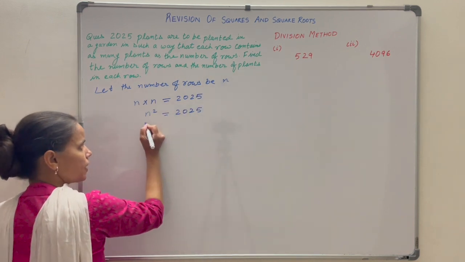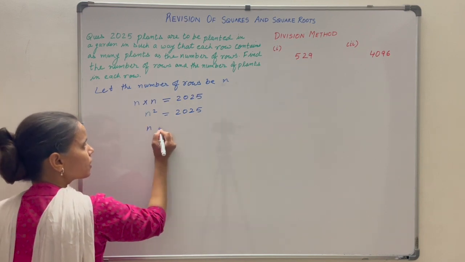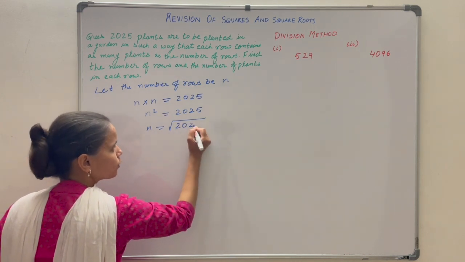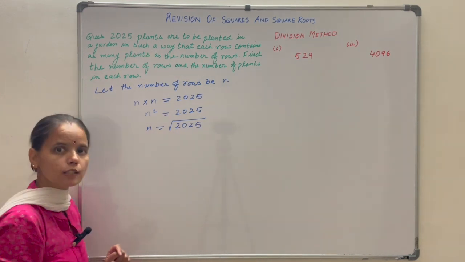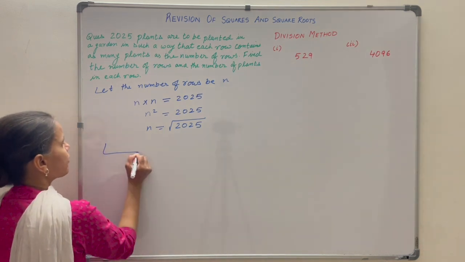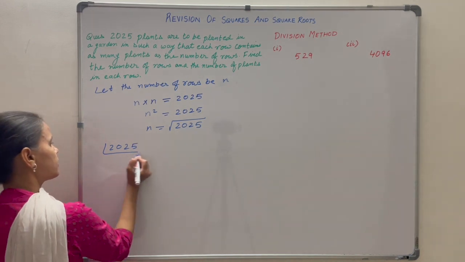To find out n, you need to take the square root on both the sides. So if you take the square root here, you get n, and you need to find out the square root of 2025. So let us do the prime factorization of 2025. So the prime factors of 2025, let us find it out.